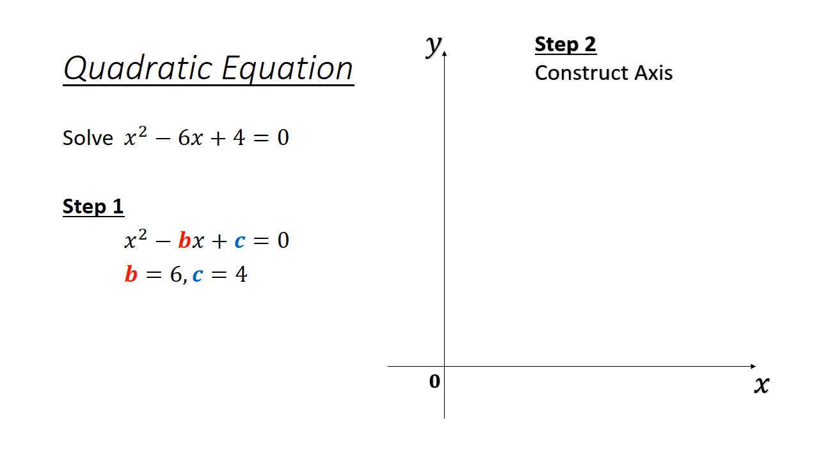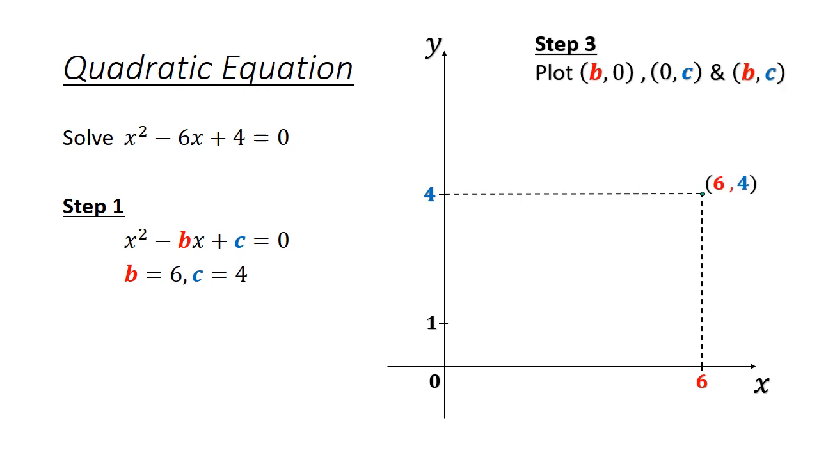Step number 2, you will construct the x and y axes on the graph paper. Label the coordinate (0, 1) on the graph paper. Step number 3 would be to plot the points (b, 0) on the x-axis, (0, c) on the y-axis, and together plot (b, c), as I've shown you in this example.